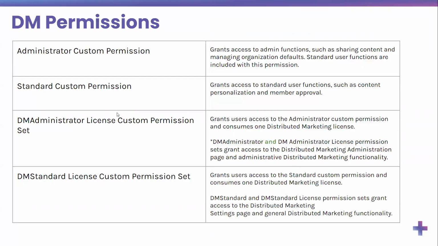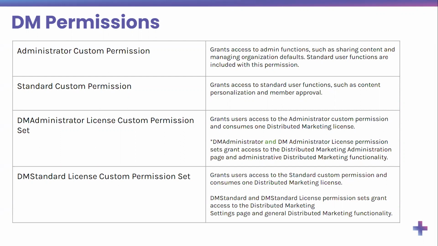Diving into the actual permissions that you will need to assign, let me take a step back. When you install distributed marketing, there are actually 6 or 7 permission sets that become available to you. We are highlighting the 4 that are critical to utilizing the application. What you see here is ultimately just an outline of them.